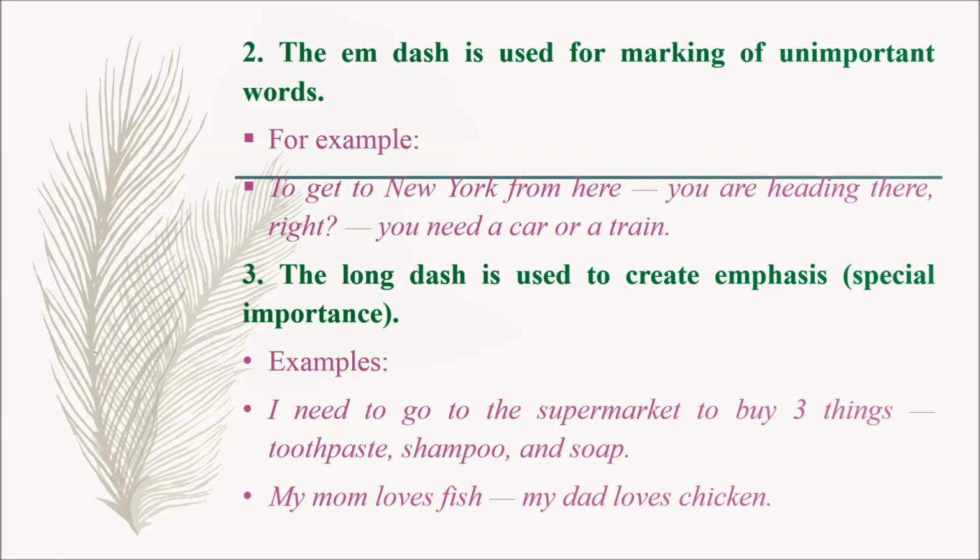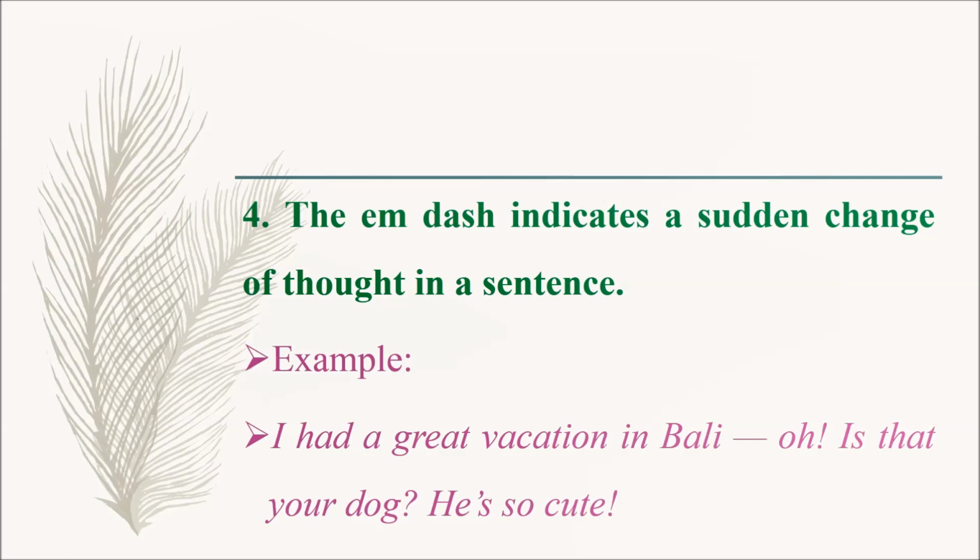The fourth usage is that the em dash indicates a sudden change of thought in a sentence. Example sentences: I had a great vacation in Bali. Oh, is that your dog? He's so cute.